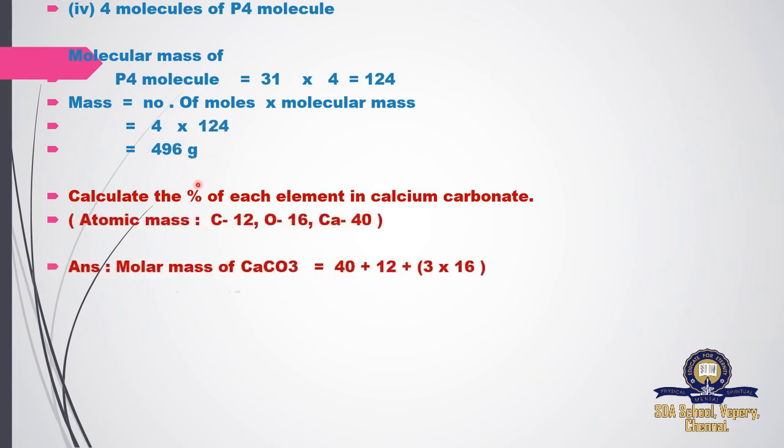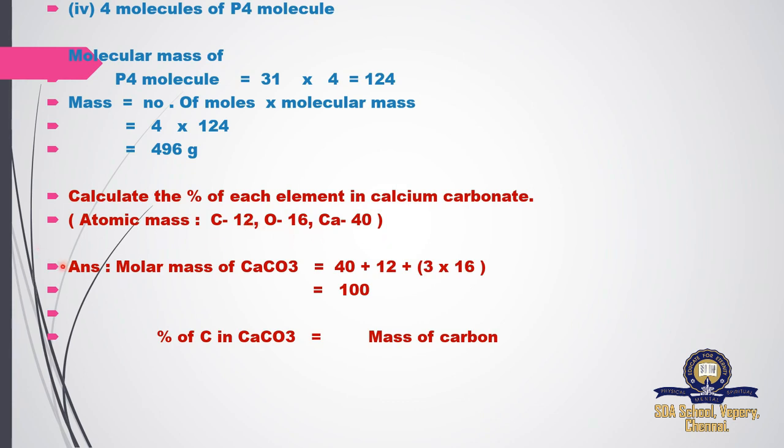Our next sum is based on the percentage calculation of an individual element present in a compound. Here, calculate the percentage of each element in calcium carbonate. In calcium carbonate, see the molecular formula: Ca calcium, C carbon, O3 that is oxygen. The masses of these atoms are also given here. Carbon's mass is 12, oxygen mass is 16 and calcium's mass is 40.